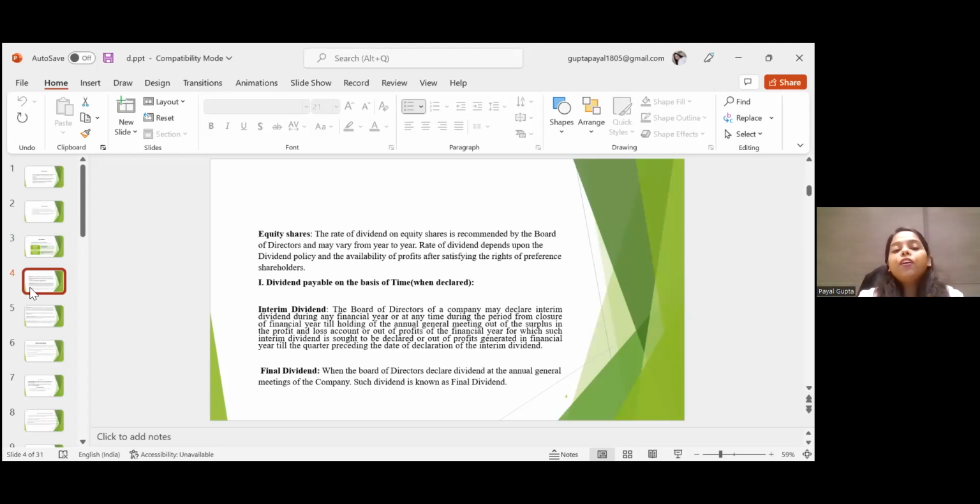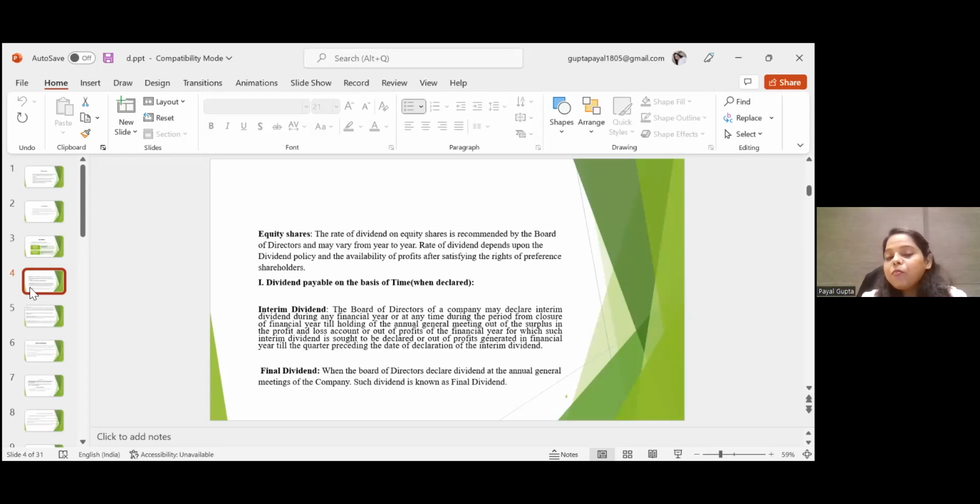Now we further classify dividend on the basis of time. There are two types of dividend, that is interim dividend and final dividend. What is interim dividend? बोला जाए तो interim dividend वो होता है जो कि दो AGM के बीच में दिया जाए या फिर आपका अकाउंट्स फाइनल होने के टाइम पे लेके आपकी AGM होने के पहले तक दिया जाए.